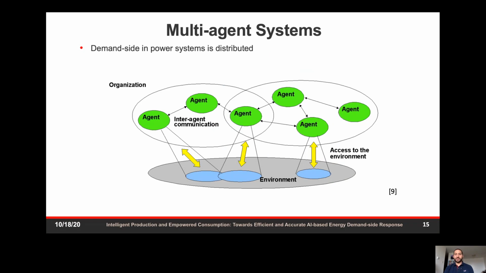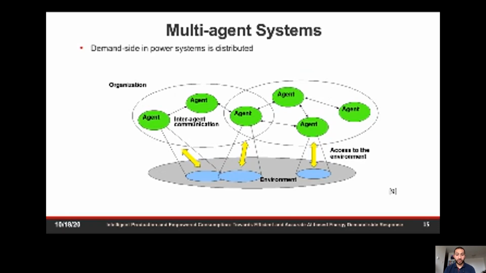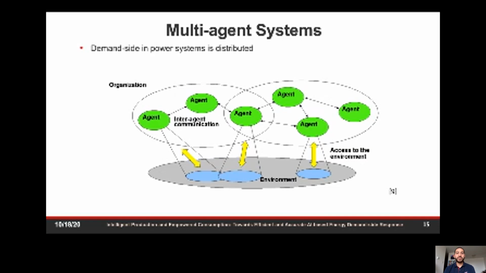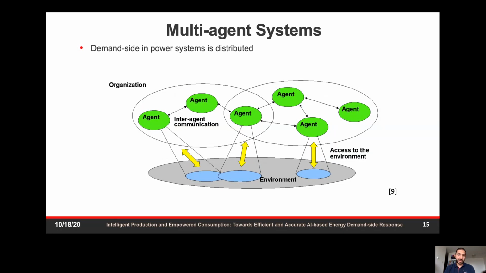Demand side response, as you can see, is really distributed, and there are many houses spread all over the city, many neighborhoods spread all over the city as well. So demand side is inherently distributed. There are multiple intelligent agents that are interacting with each other, and multi-agent systems are heavily researched in demand response as well.